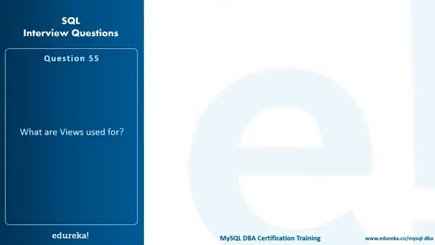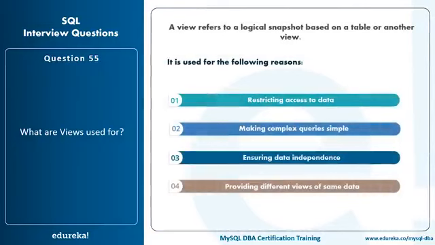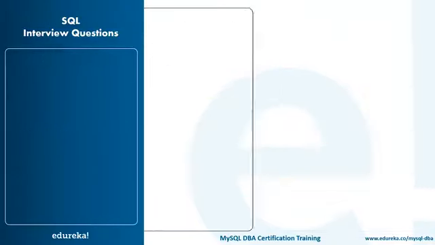What are views used for? Views, as I just explained, basically refer to a logical snapshot based on a table or on any other view. It is used for restricting the access to data, making complex queries simple, ensuring data independence, and also providing different views of the same data. So that's what views are used for. Now let's move forward with the next question.